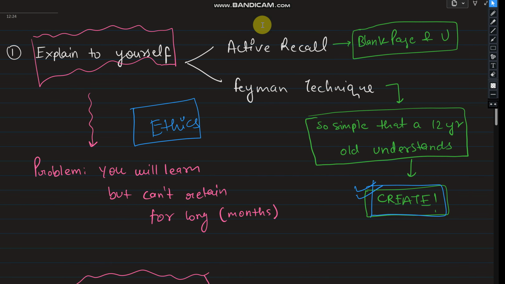The first one is using the Feynman technique. So the first part of the two-step process, one of two, is to explain it to yourself. See, there's something in teaching, right? That's why when we teach something and when we explain something, things really get into position in our brain. How do we do that?